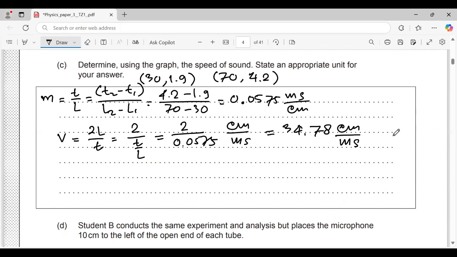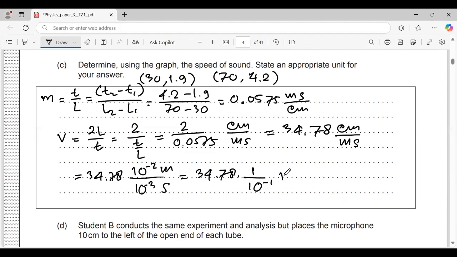We are going to convert centimeters per millisecond into meters per second. One meter is 100 centimeters, and a millisecond is 1 over 1,000 seconds. So it's going to be 34.78 times 10 to the power minus 2 meters, over 10 to the power minus 3 seconds. It becomes 34.78 times 10 meters per second, which is 347.8 meters per second. Next.